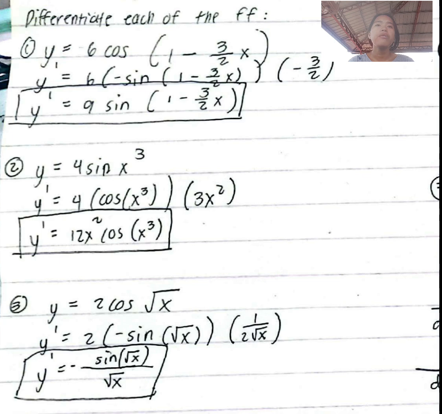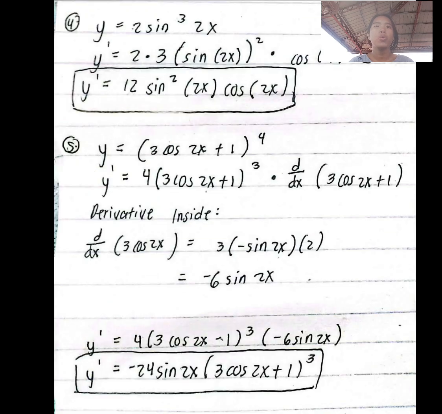So the fourth function is y = 2 sine cubed 2x. This means y = 2 times the quantity sine 2x to the third degree. So we again apply the chain rule. So the first step is again to differentiate the outer power, which is the derivative of u cubed is 3u squared. So we get y' = 2 times 3 times sine 2x raised to the second power. Then differentiate the inner sine function.